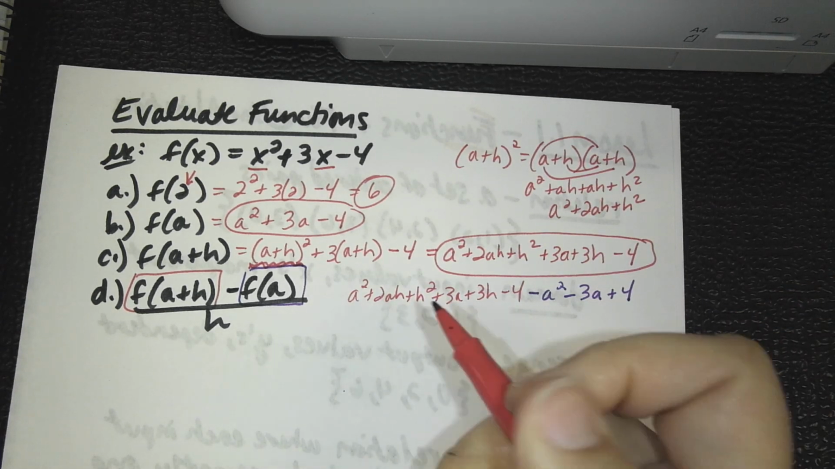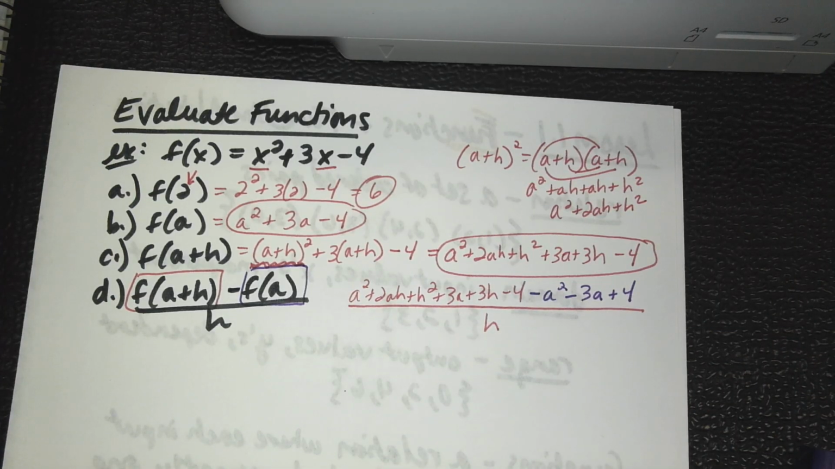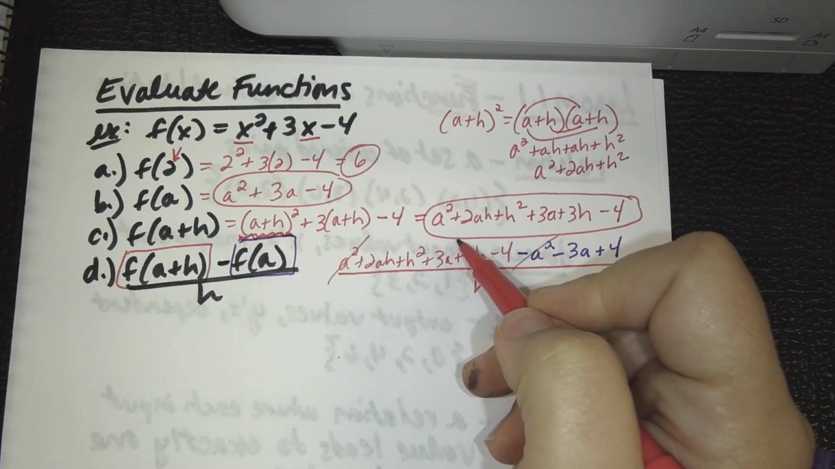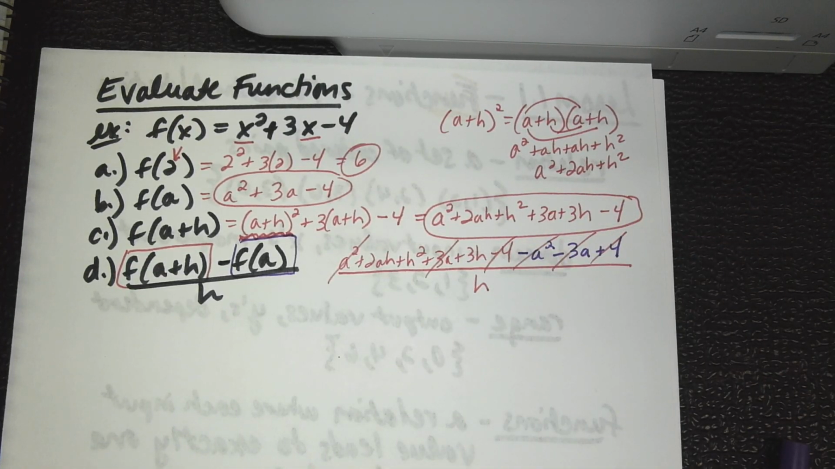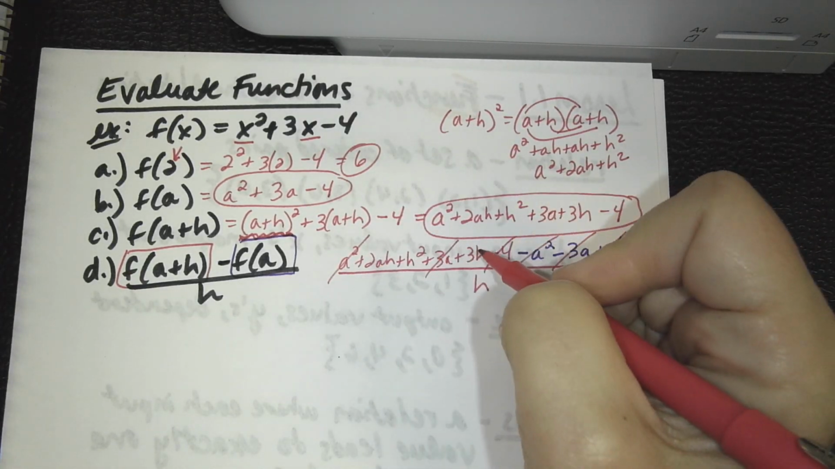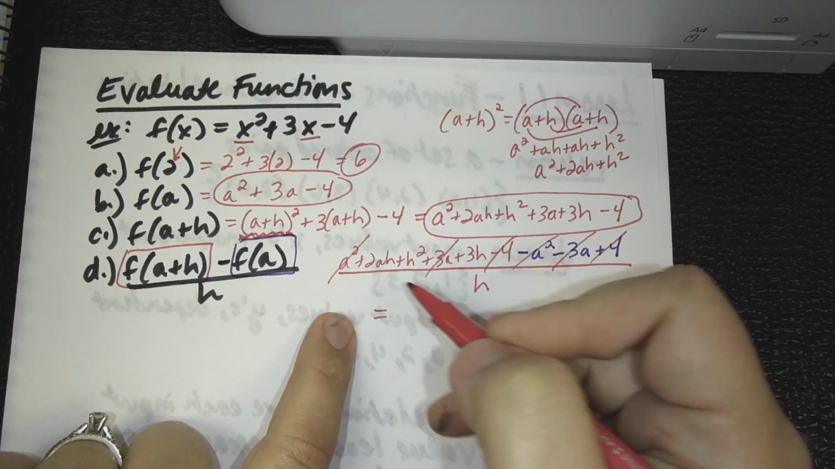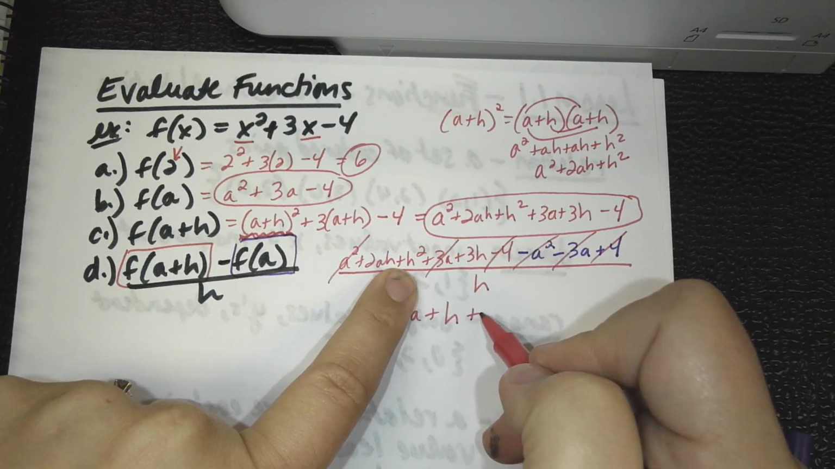And then I'm going to put the whole thing, it tells me, over h. And I'm going to clean it up. You ready? This is cool. What goes away? Goodbye a squareds. Goodbye 3a and minus 3a. And goodbye minus 4 and a plus 4. But wait, there's even more. If I'm dividing by h and what's left, everything has an h, can I get rid of an h then? Yeah, as long as everything's got it. So what's my final answer? 2a plus h plus what?